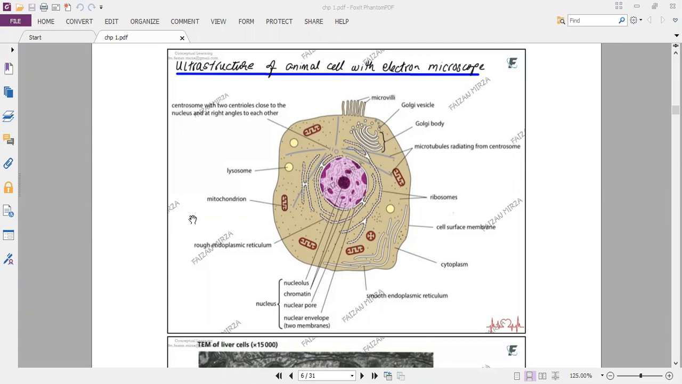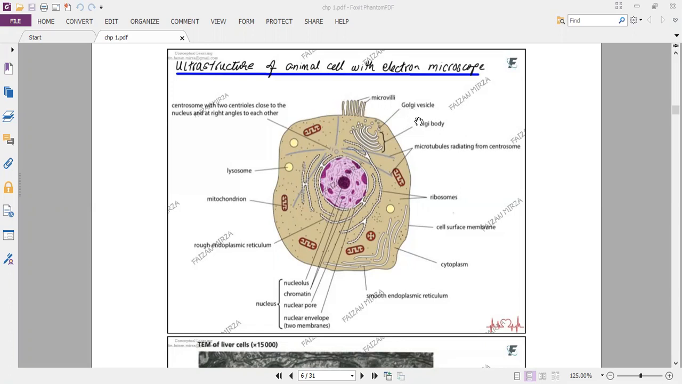Then we have lysosome. You can see lysosome in the black line outside. The lysosome represents a membrane, and inside it has hydrolytic enzymes. We'll come to the functions later. Then there is a centrosome with two centrioles close to the nucleus and at right angles to each other. The cylindrical structures which are perpendicular to each other are the centrioles, and the region around them is called the centrosome. There are microvilli, which are extensions of the cell surface membrane.